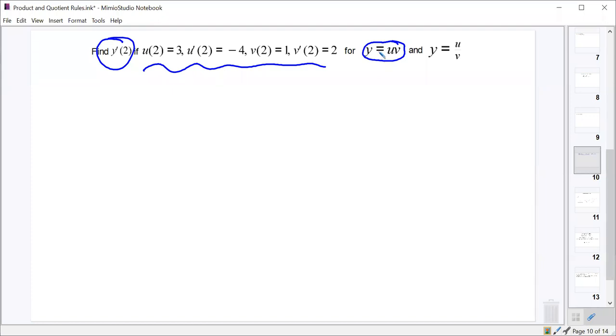Shouldn't the derivative be the same at any x value? Like, why is it at 2 specifically?